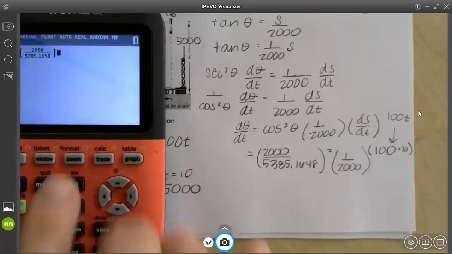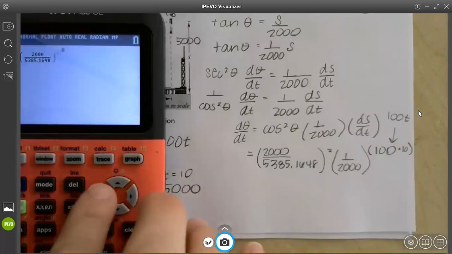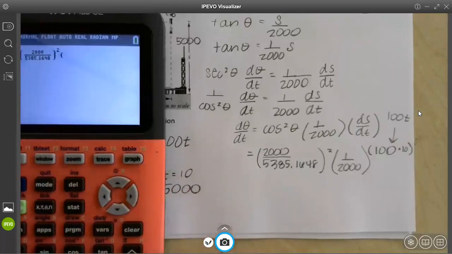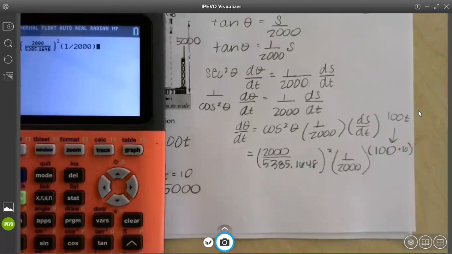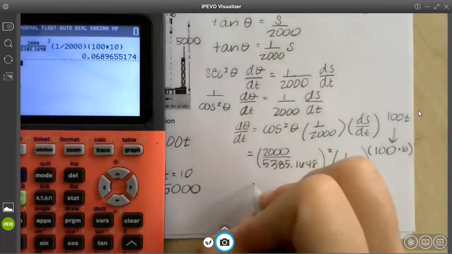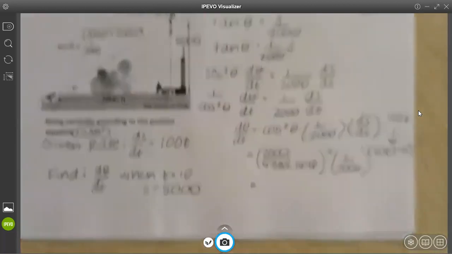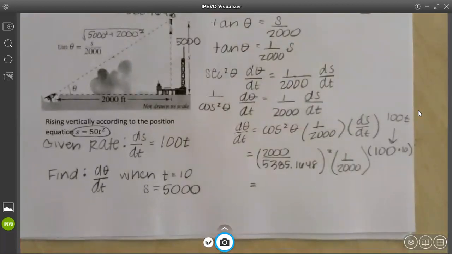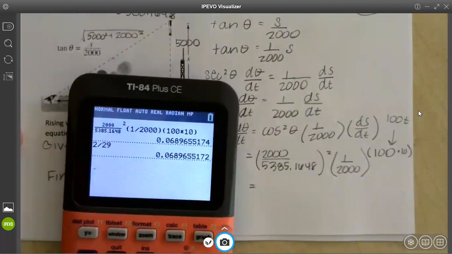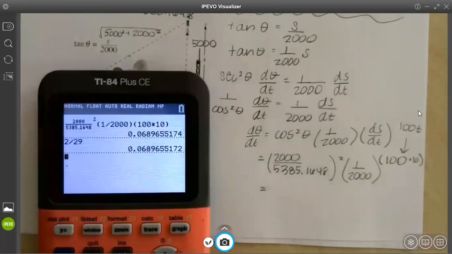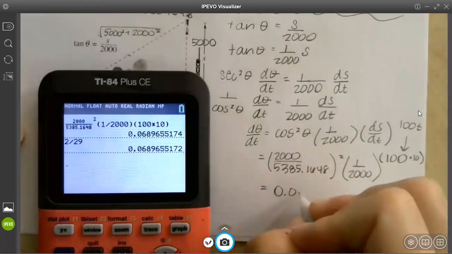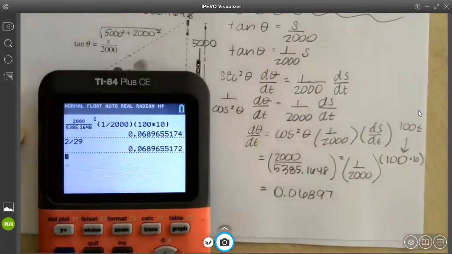That should be squared. Parenthesis 1 over 2,000. And then 100 times 10. And we get... Your actual answer, if you don't round, is going to be 2/29. So like if I kept it as the square root of blah, blah, whatever. So look at your rounding. My answer was 0.6897. This one is 0.06897. So if we're going those 4 decimal places, we're going to be fine.